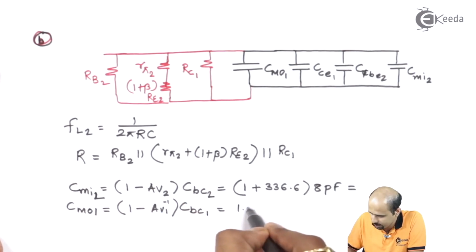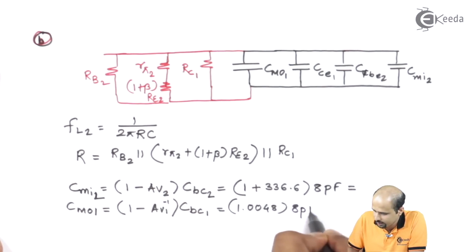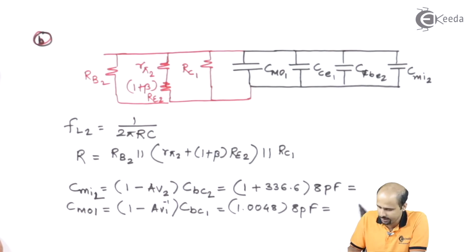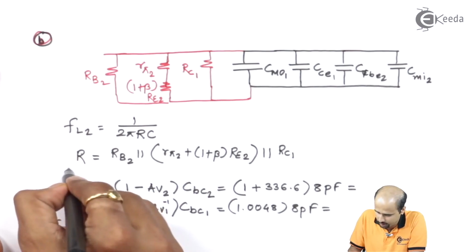So here we'll be getting 1.0048 multiplied by 8 picofarad, that is nearly about 8 picofarad only. And now we have to calculate the value of C. So overall C is nothing but, we'll write the value over here.